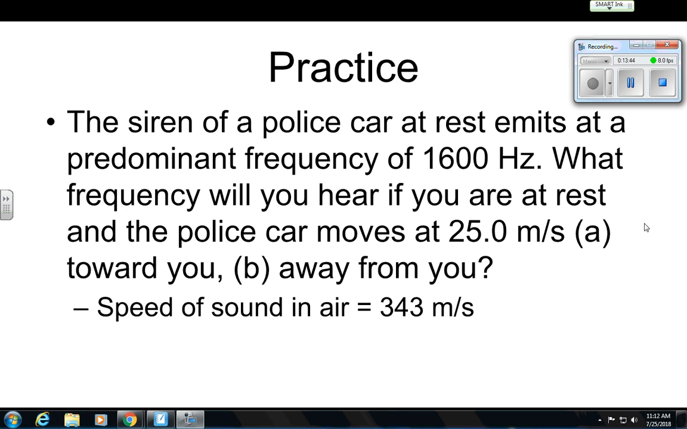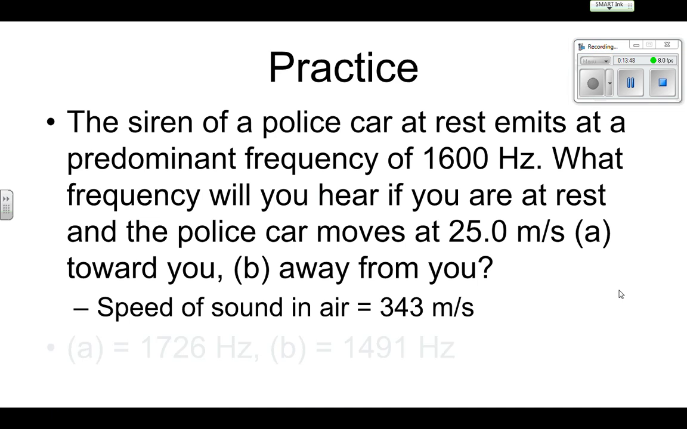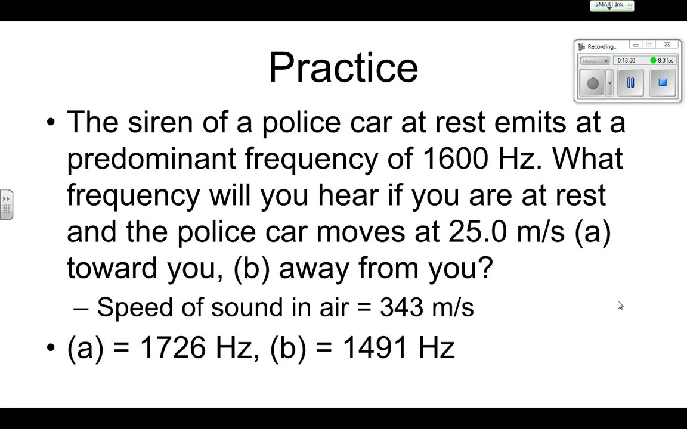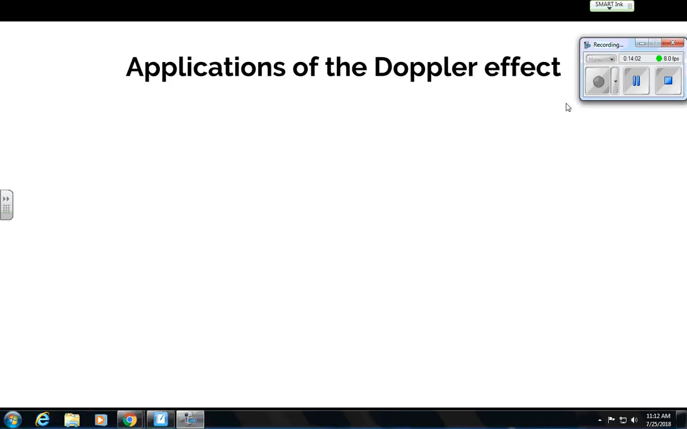All right, hopefully you paused this. I'm going to show you the answers now. I'm not going to walk through solving this one because this is basically just plugging it into the equation and trying to get the right answers. But as it was moving towards you, you should have gotten a higher frequency of 1726. As it's moving away, you should have gotten a lower frequency of 1491.